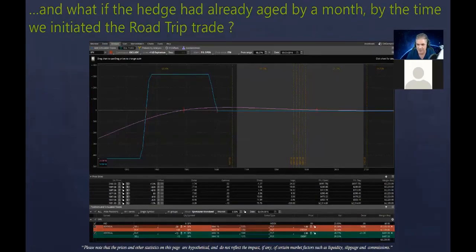And this slide here is just basically saying, well, what if we were to start with the STT, allow it to age by about a month, have the profit hump there, then at that point, add in a new road trip. Now what's going to happen is that if you get an immediate move against your road trip, then hopefully this profit hump over here is going to be able to act as a hedge straight away.